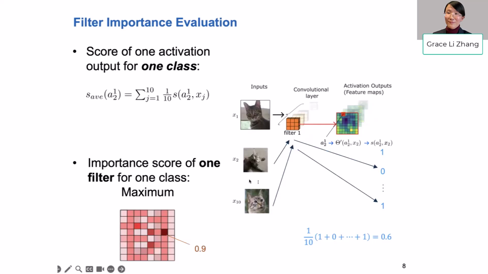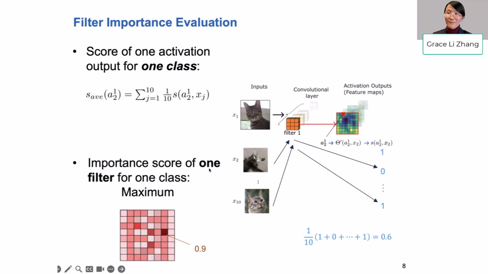So for example, for the cat class, we may have 1,000 images. For the same output activation, we need to average the importance scores for all the images that belong to the same class. For example, in this figure, we use 10 images to evaluate the importance scores of this activation. But this filter generated many output activations forming the output feature map. So for each output activation, we can use a similar method to generate an importance score, and we use the maximum score value as the importance score of this filter to this class.